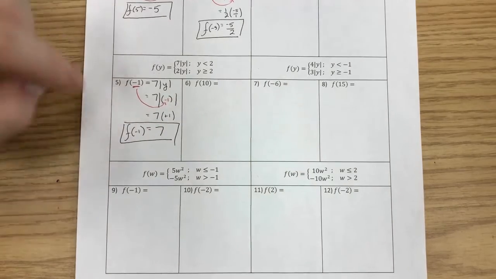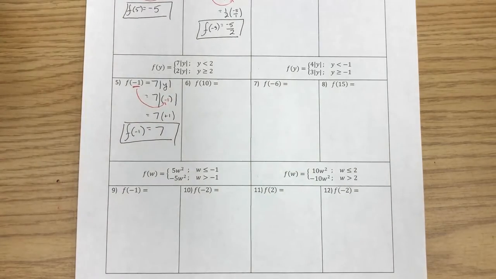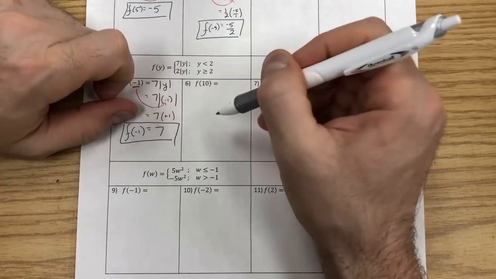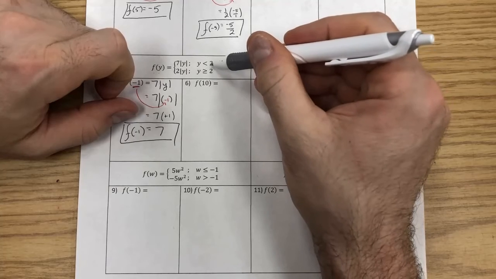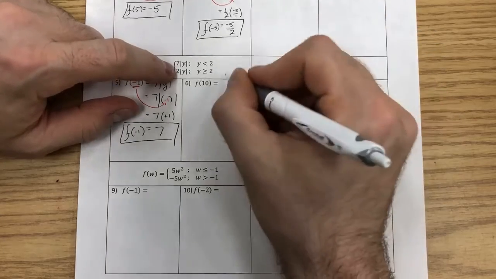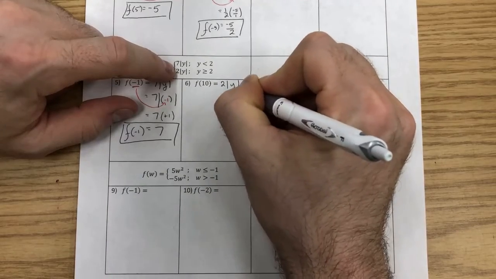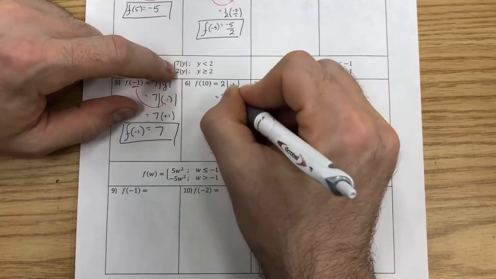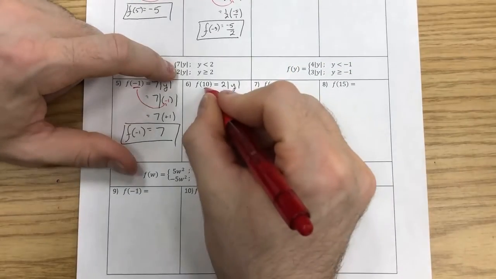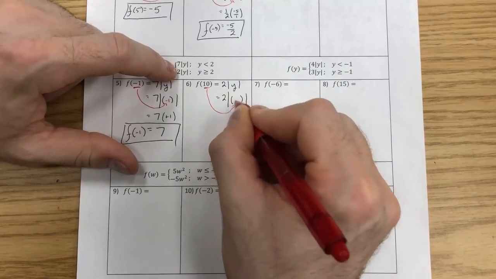So f of negative 1 is equal to 7. And so for our second piece, this function, I'm going to plug in a 10. I'm going to say, well, it doesn't fall into the first category, but it's definitely larger than or equal to 2. So I'm going to plug it into 2 absolute value of y. So 2 times the absolute value of whatever we want to plug in there. In this case, we're plugging in the larger number, 10.